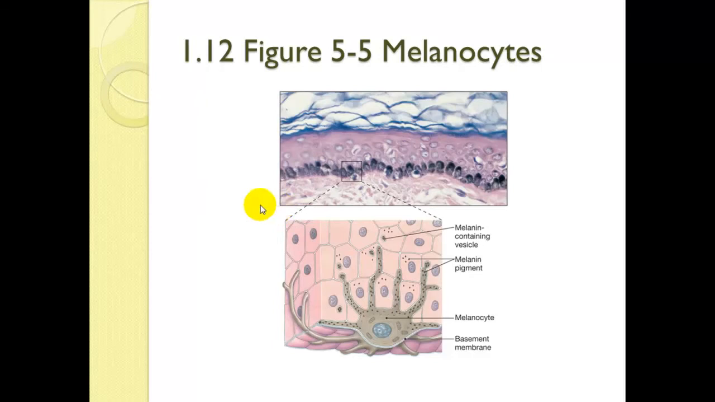And these are melanocytes. We can see them here. This is a cross section that's been brought down here. Melanocytes containing vesicles, melanin pigment, which would be for skin color. This is an actual melanocyte right here, and this is attached to the basement membrane, or the membrane that would attach one layer to the next.